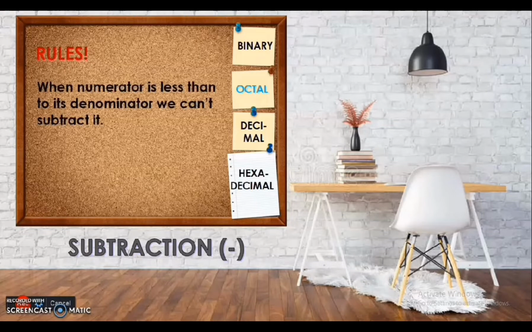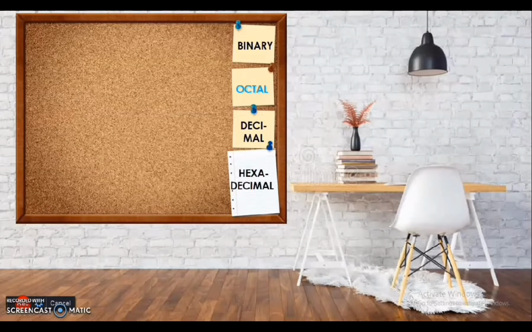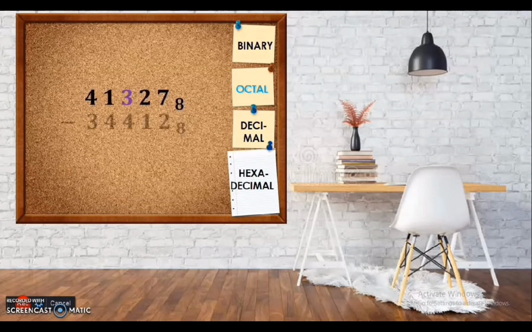When the numerator is less than its denominator, we cannot subtract. That is why we need to borrow from the number on the right side, so that we have enough to be subtracted in the denominator. So let's try to apply this. We have here octal numbers: 41327 base 8 minus 34412 base 8. Ones, tens, hundreds, thousands, and ten thousands.